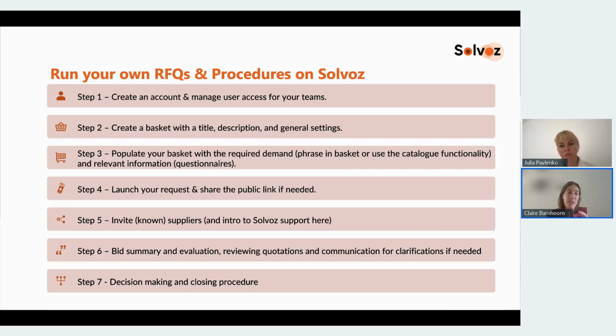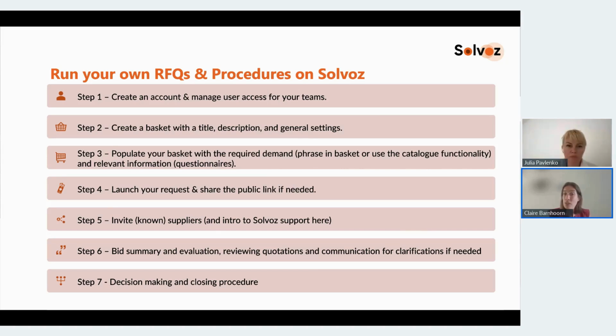Imagine that you operate in 3 different country offices. Then every country office can have its own account, and under each account there can be multiple project teams. But you can set up the structure as you wish. Step 2 is creating a basket. We call it a basket or a request, with a title, description, and some general settings.